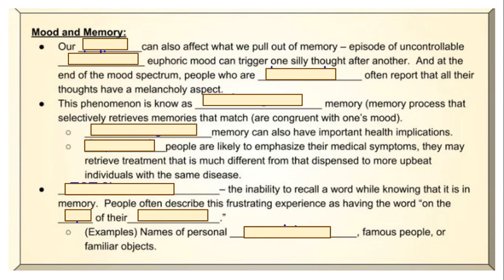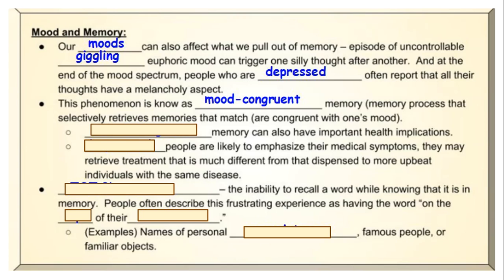Your mood and your memory. Our moods can affect the way that we pull a memory out of our long-term memory. An episode of uncontrollable giggling, a euphoric mood, can trigger one silly thought after another. At the other end of the mood spectrum, people who are depressed often report that all their thoughts have a melancholy aspect. This phenomenon is called mood congruent memory.